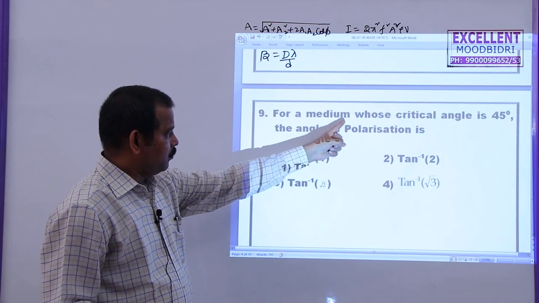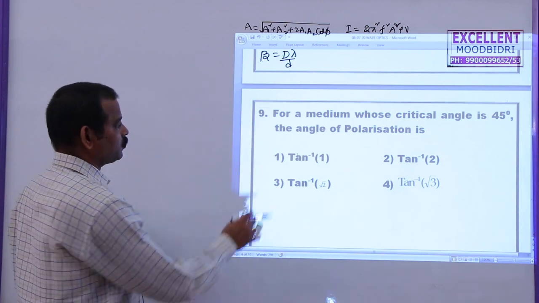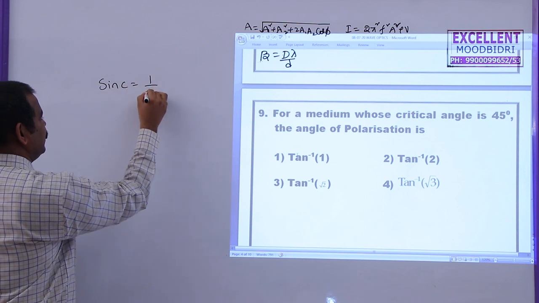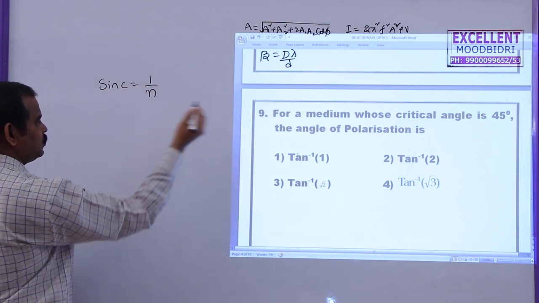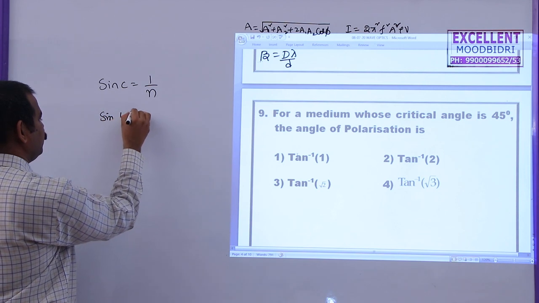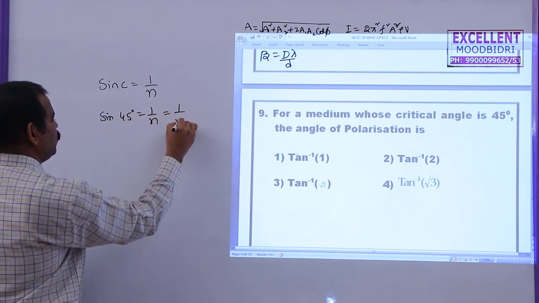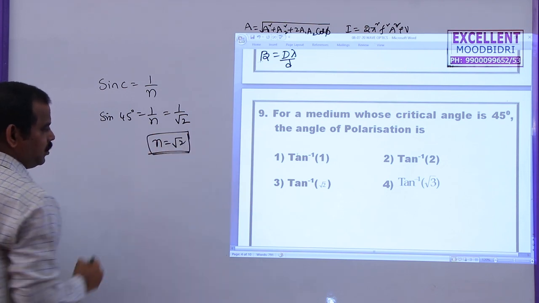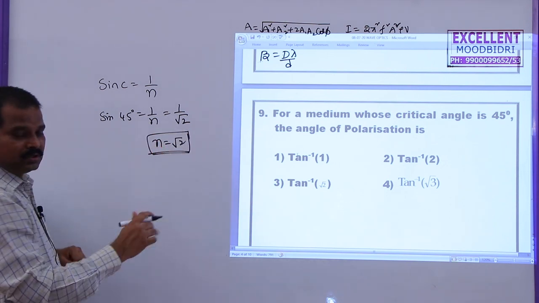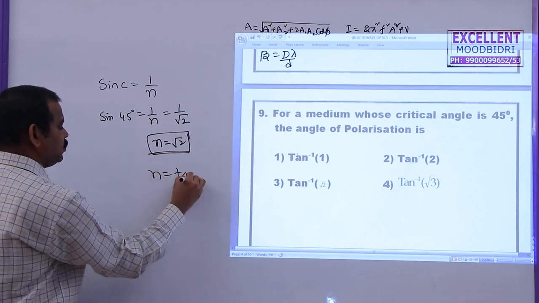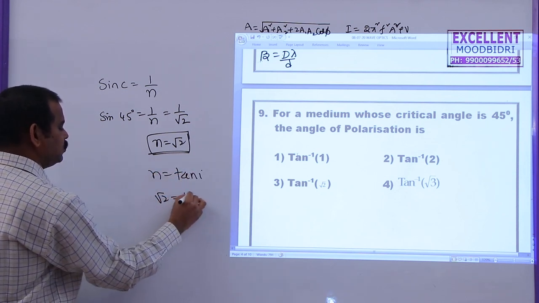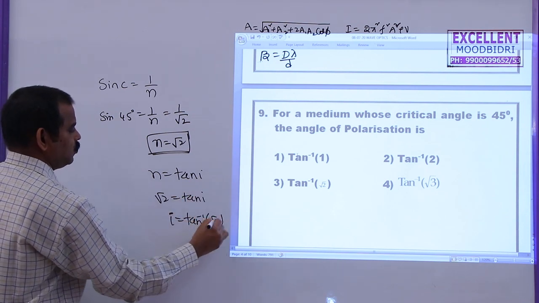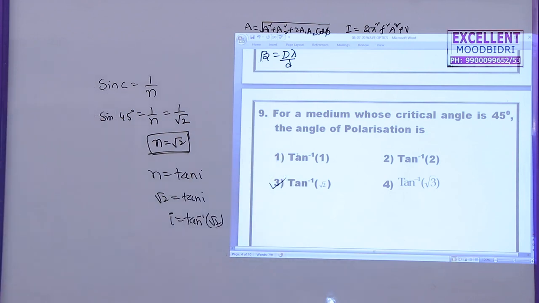For a medium whose critical angle is 45, what is the angle of polarization? The critical angle for a medium is given by sin C is 1 by n. C is equal to 45. So sin 45 degrees is equal to 1 by n, which is 1 by root 2. So n is equal to root 2. So this is the n value. If you know the n value, from Brewster's law we can say that n is equal to tan I, root 2 is equal to tan I, so I is tan inverse root 2. Option 3 is correct.